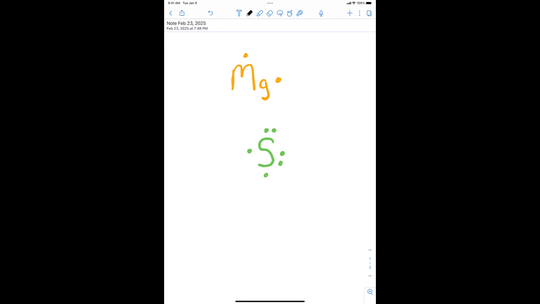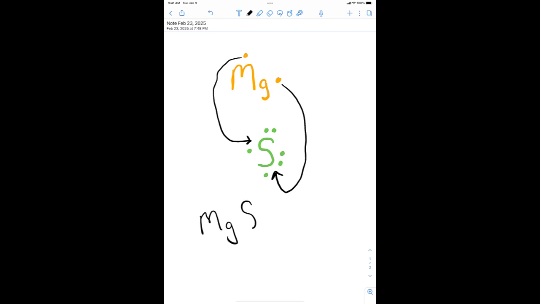So coming over here to our electron dot symbols for magnesium, which we know it would be easier for it to lose 2 electrons, and our sulfur, which we know it would be easier for it to gain the 2 electrons. Well, what if these 2 things just did what they wanted to? And that magnesium gave up its electrons to sulfur. What we would get is a compound, MgS, and we would call that magnesium sulfide.